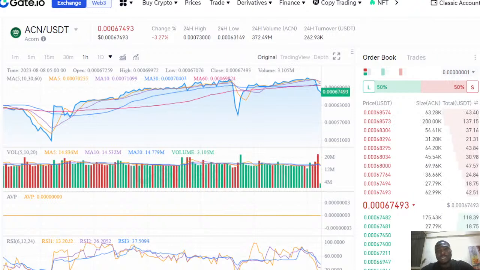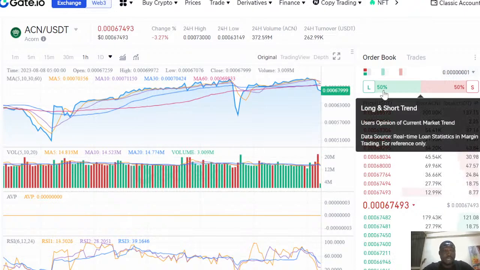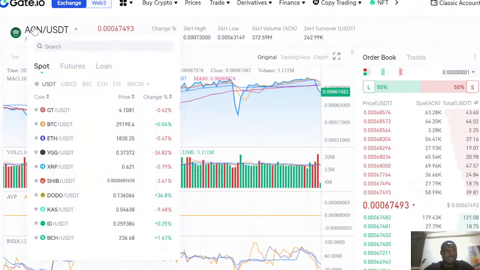Now I do tell you guys that in going about any project, you need to understand what the project is really all about. You need to understand the project I'm actually looking at. Does it have use cases? What are the use cases behind the project before investing in it? All these points are very important that we need to take note of when looking at the market. Now currently you can see the movement of the market, you can see the name here.